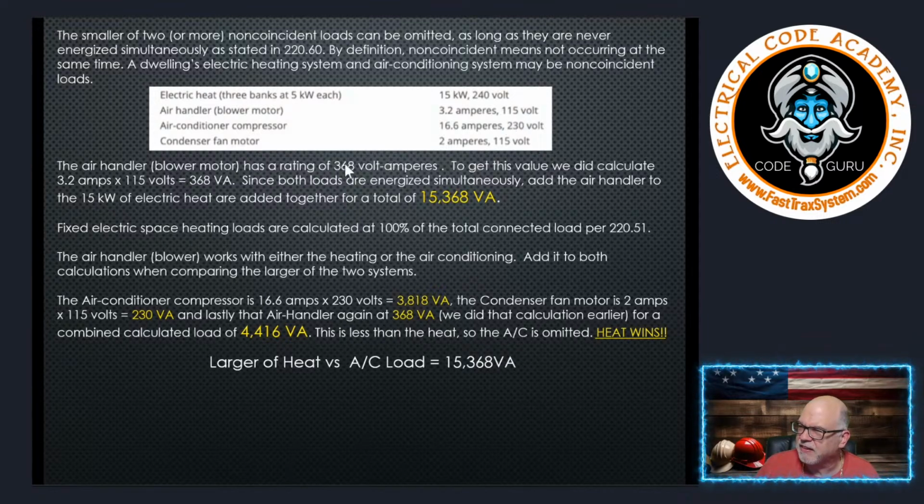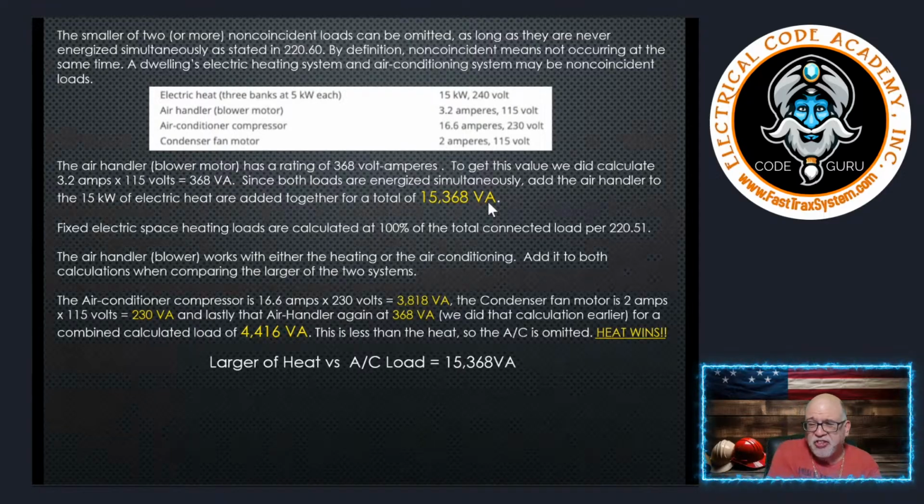We already done that, okay? Now, we did that 3.2 times 115. That load is going to be on regardless of whether heat or AC. So since we're looking at the heat, we take that 15,000 and we add that 368 to it. So simple, our heating load is 15,368.